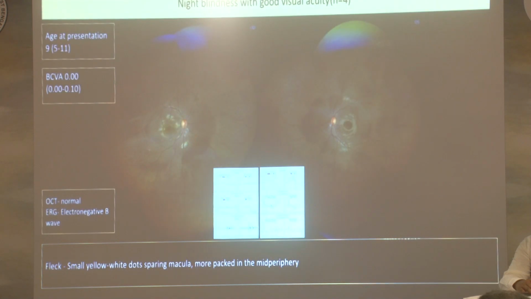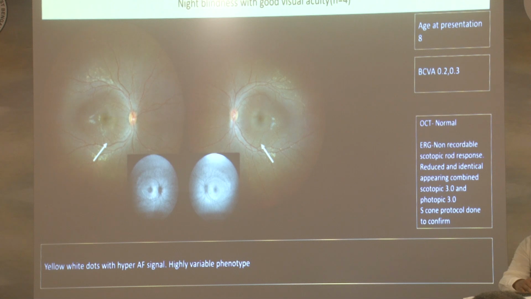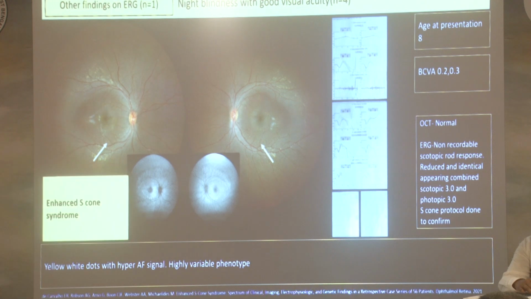In group 2, there were actually two patterns. The first one had an electronegative B wave on ERG. So these patients had more packed mid-peripheral flecks, and this was consistent with the diagnosis of CSNB, fundus albipunctatus. In the same group, one patient had an ERG finding which was consistent with the diagnosis of enhanced S-cone syndrome. Now, this patient had yellow-white hyperautofluorescent dots which were within the arcades.